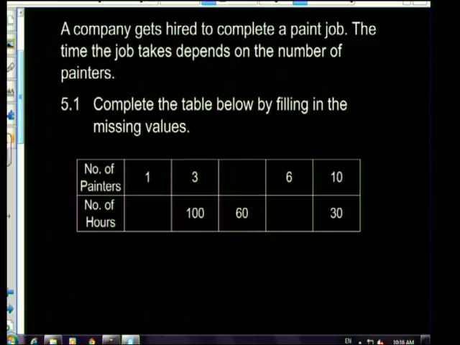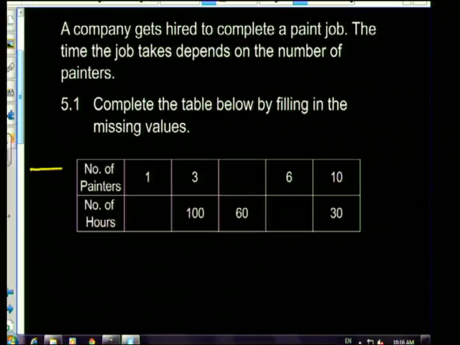Now, this is a lovely question. It comes up quite a lot, and it always catches out our matrics, okay? Because we're so used to having a graph that's a straight line up like that, that suddenly we land up with a different type of graph, and it kind of throws our students in a big way. Let's have a look at this. I've got the number of painters and the number of hours.